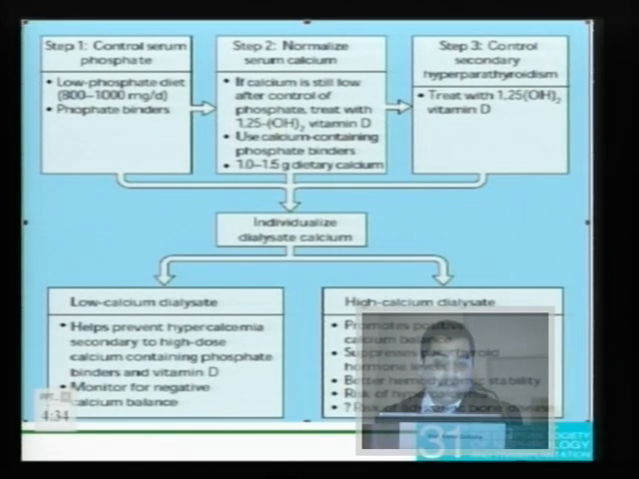The high calcium dialysate will promote positive calcium balance, suppress the PTH levels, and give better hemodynamic stability, but there is a risk of hypercalcemia and a risk of developing adynamic bone disease.